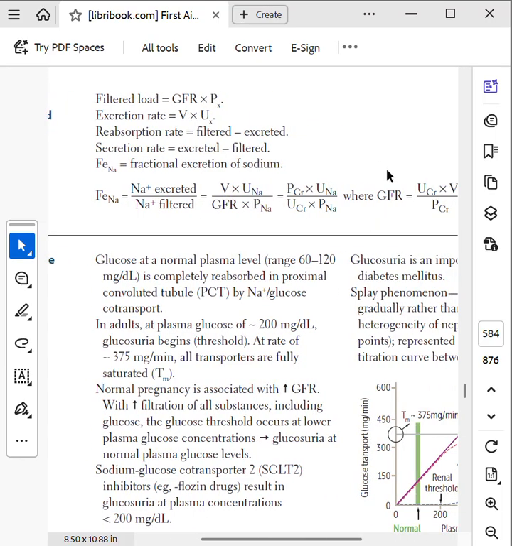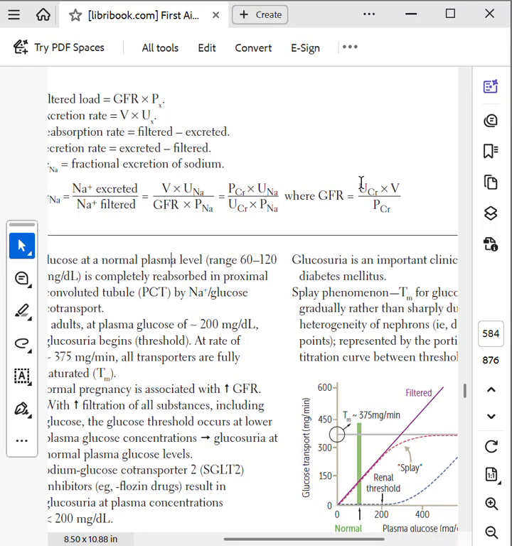Now, what is GFR basically? The GFR is basically the urine flow multiplied by the urine concentration of creatinine, divided by the plasma concentration of creatinine. That's your GFR, right? So once you put the GFR here, you're going to use this equation: the plasma concentration of creatinine multiplied by the flow of sodium, divided by the plasma concentration of sodium multiplied by the urine concentration of creatinine.